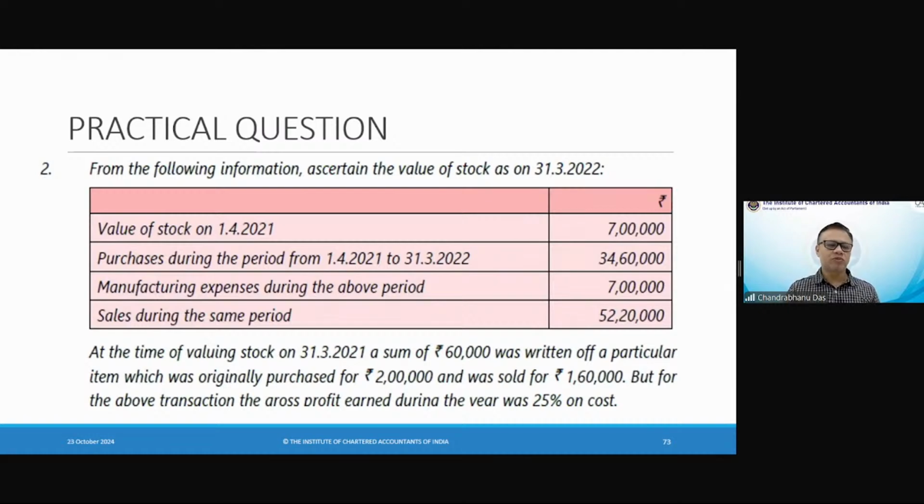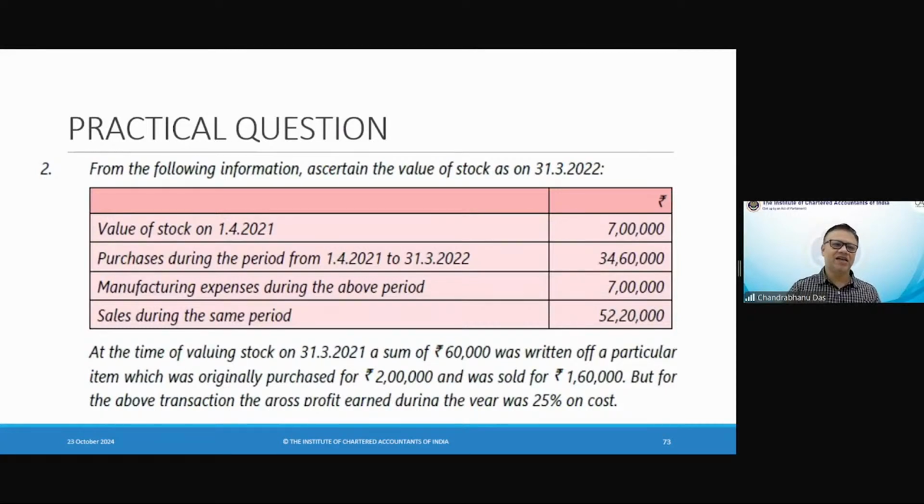Now, if the gross profit on cost is given, then you have to calculate the gross profit on sales. Because once you have the gross profit percentage on sales, you can use it to find the cost of goods sold, or the cost of sales, during this period.